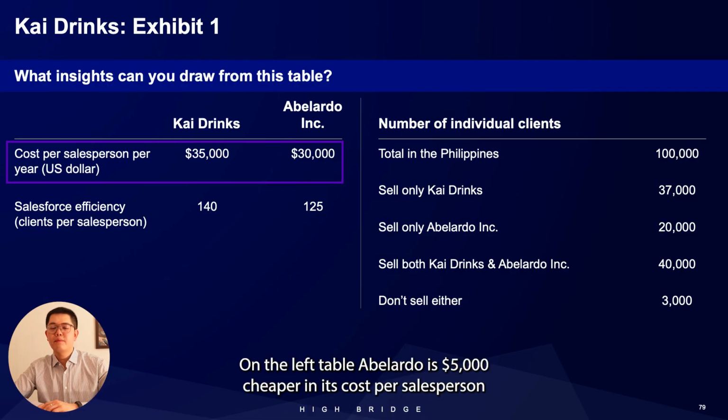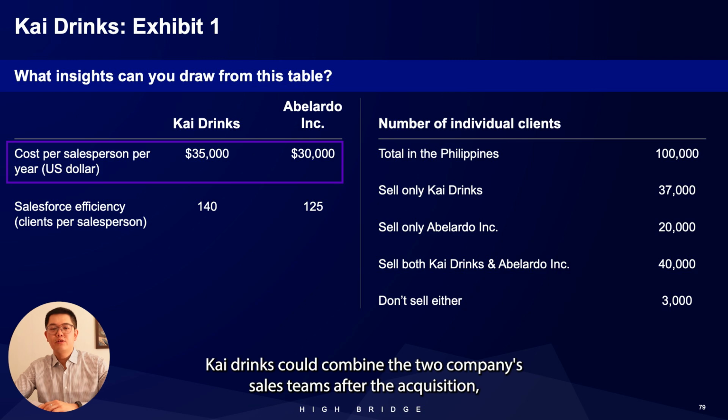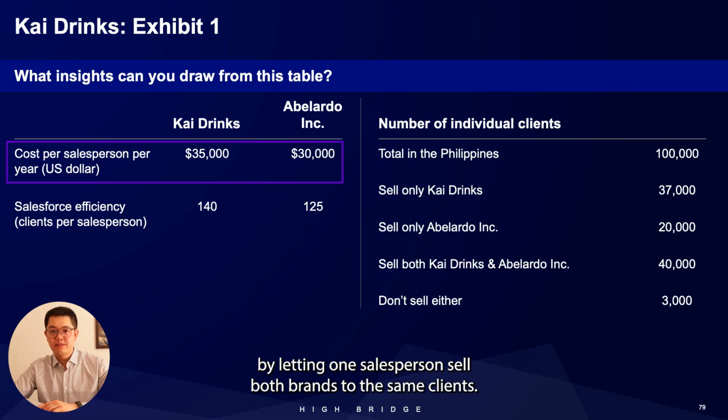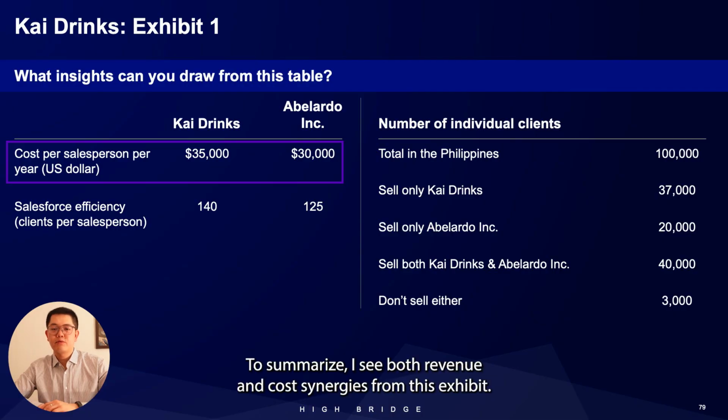On the left table, Abelardo is $5,000 cheaper in its cost per salesperson per year. Kai Drinks could combine the two companies' sales teams after the acquisition, potentially reducing costs by letting one salesperson sell both brands to the same clients. If that's the case in cutting salesperson's costs and acquiring more clients, the sales force efficiency would also increase. To summarize, I see both revenue and cost synergies from this exhibit.